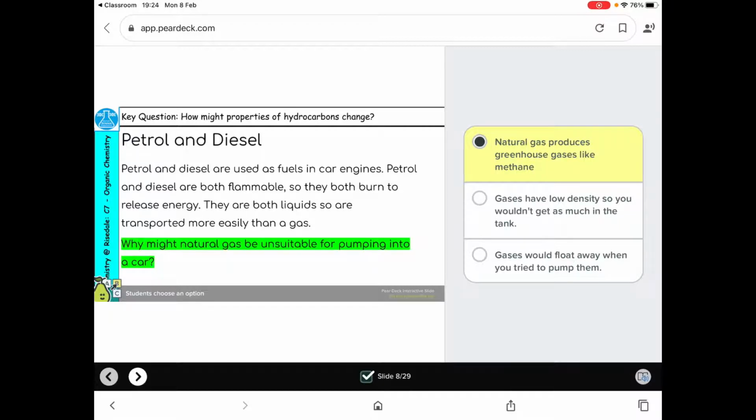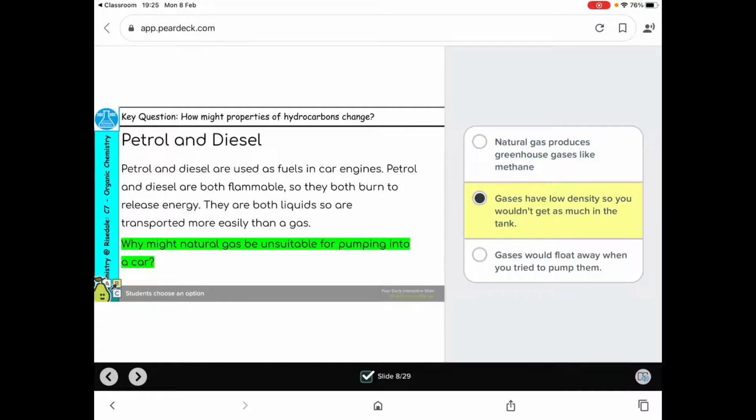Petrol and diesel are used as fuels in car engines. Why might natural gas be unsuitable for pumping into a car? Really, any of these reasons were correct. All 3 were correct. It was a trick question on my part there. Okay, natural gases produce greenhouse gases like methane, but equally petrol and diesel, when they're burned, produce carbon dioxide, which is a greenhouse gas. So that might not have been your wisest choice.